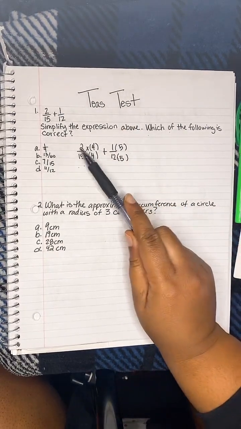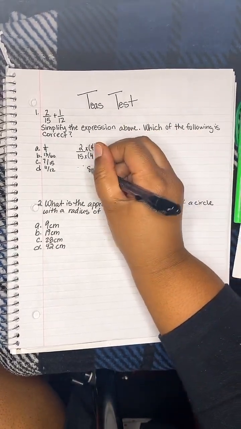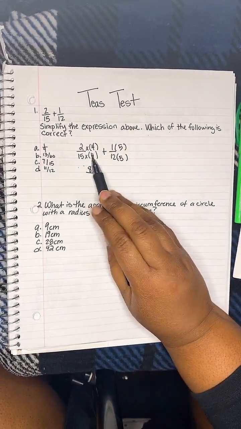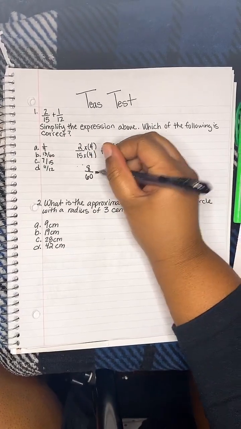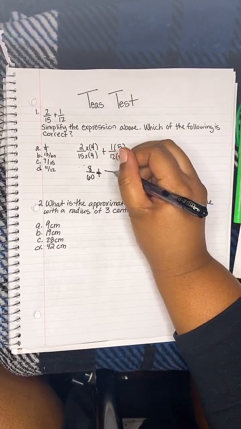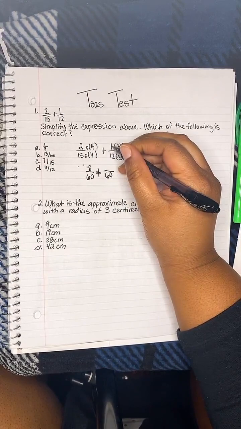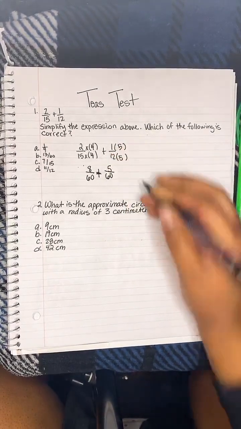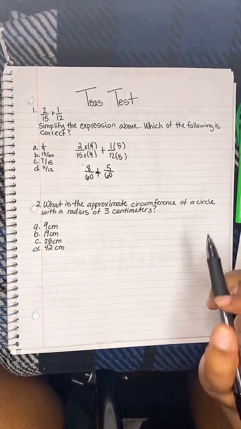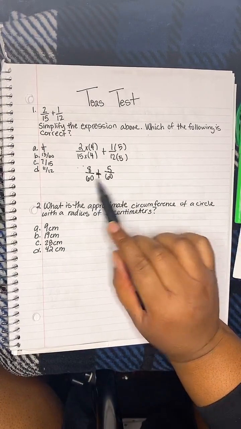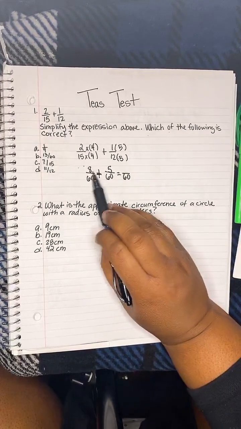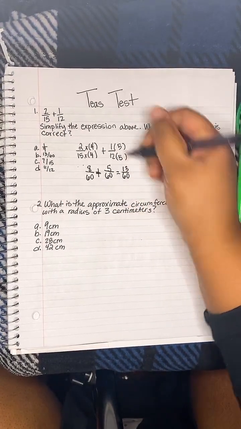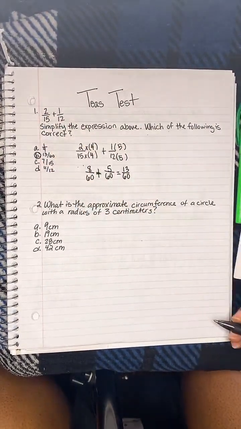Great, you guys. So 2 times 4 gives us 8. And 15 times 4, we just did that, 60. Plus 1 times 5 is 5, over 60. Okay. So now that we have the same denominator, we keep that the same. And then 8 plus 5 is 13. And that is your answer.